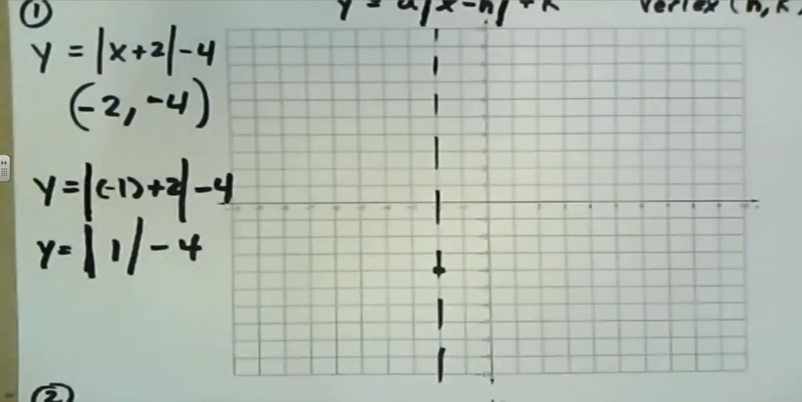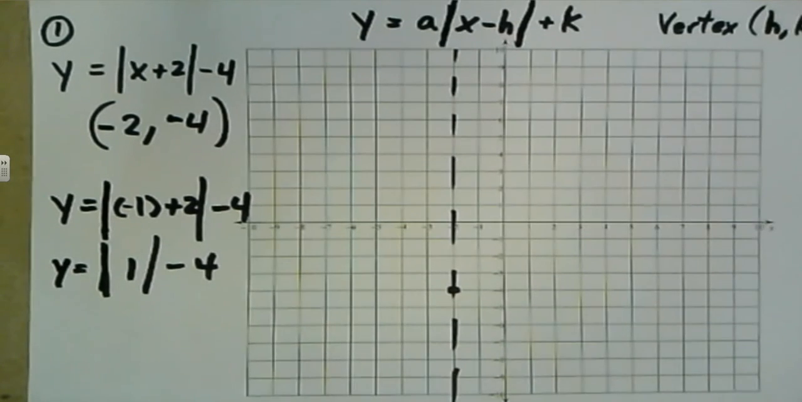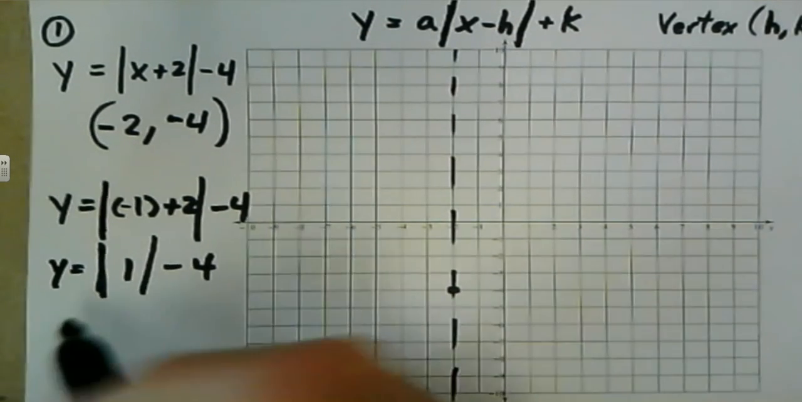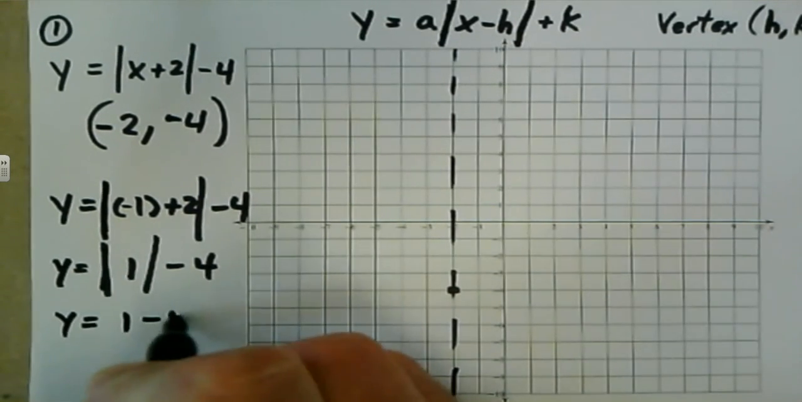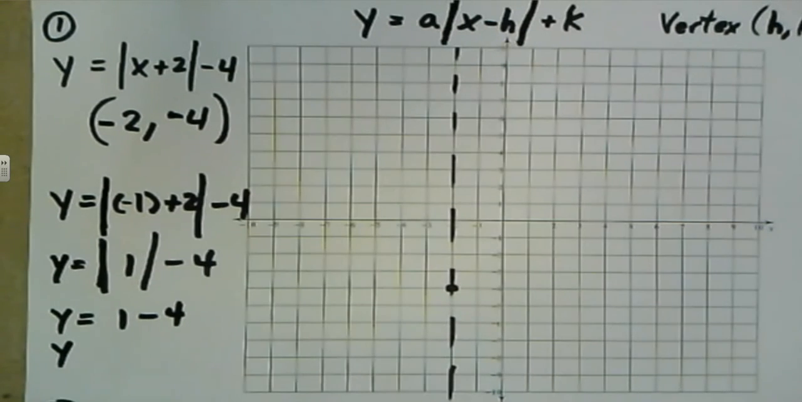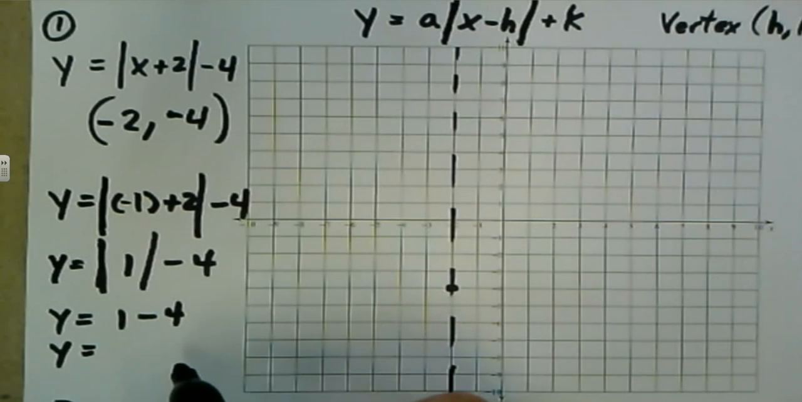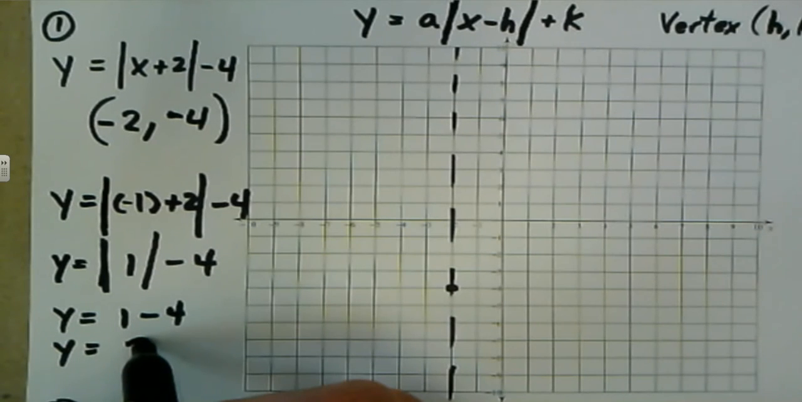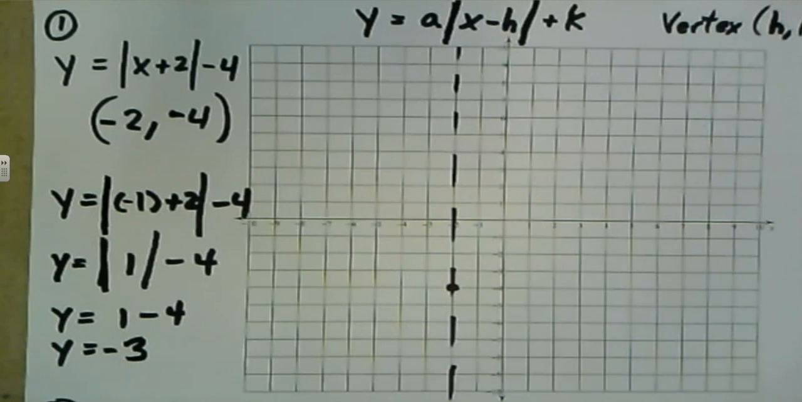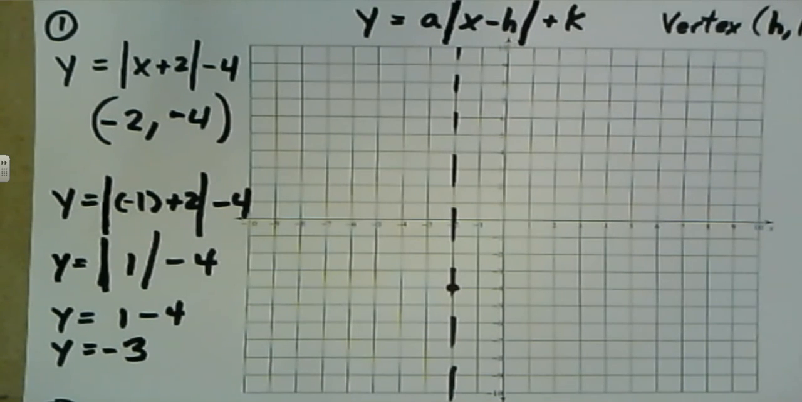So the absolute value of 1 is what? 1. And 1 minus 4? Not 3. Negative 3. Use your calculators. God, you guys are horrible at integers. Use your calculators.